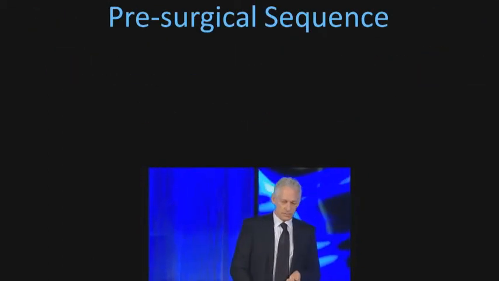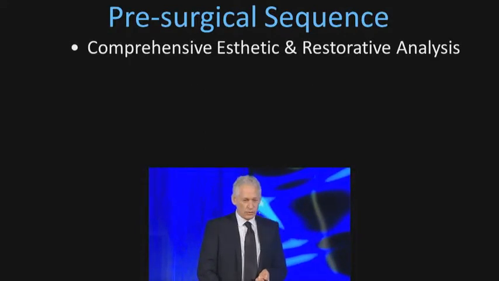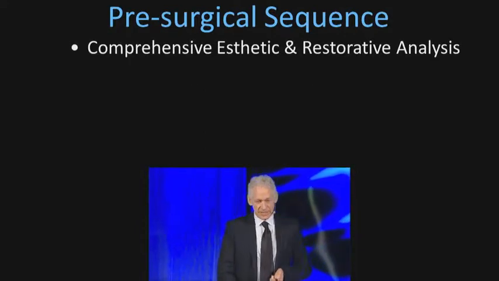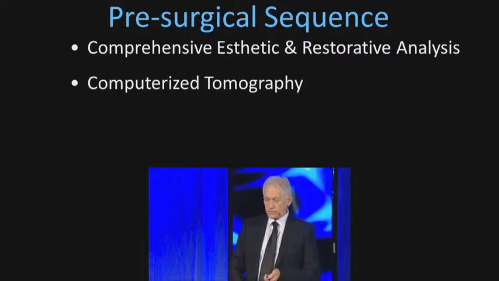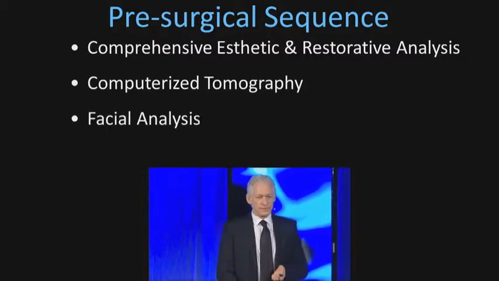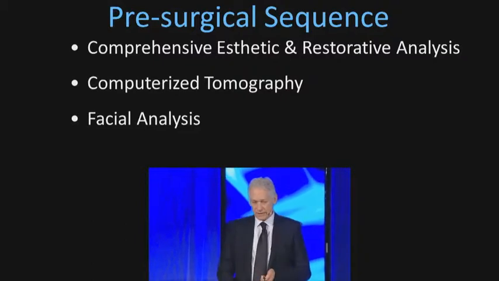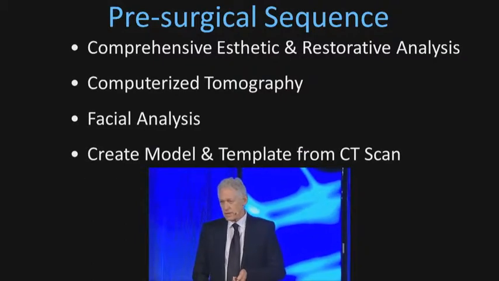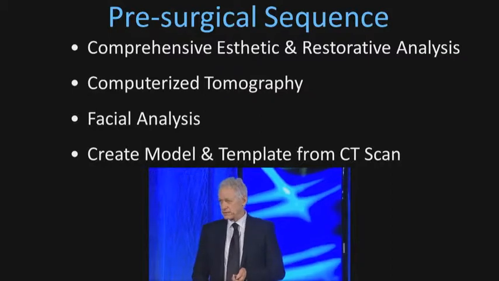So to me, it's very clear that surgical reconstruction of the anterior ridge will affect facial, not just intraoral aesthetics. So what is the sequence that I go through? Obviously, a comprehensive aesthetic, occlusal, and restorative analysis. We always go through computerized tomography. Facial analysis is clear and it's much more elaborate. And I create an aesthetic stent.